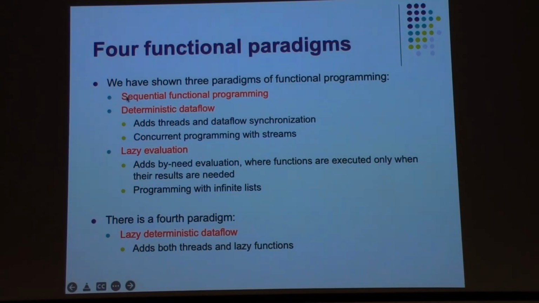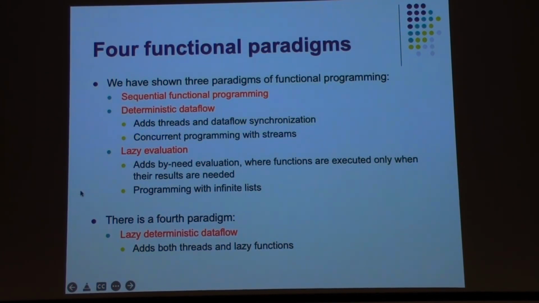Well, we saw sequential functional programming. That was the first example. We saw deterministic data flow. This is with the agents, the streams. And then we saw lazy evaluation. Remember, with the program, with the producer-consumer, and you have infinite lists.